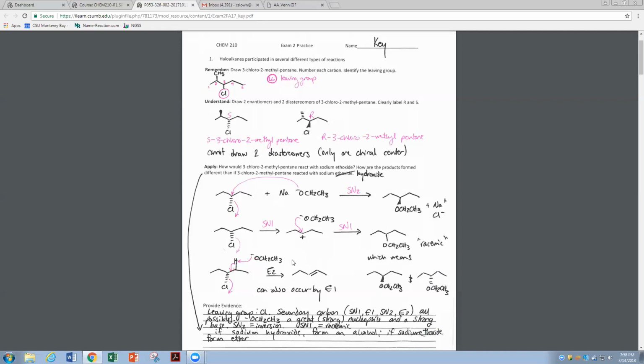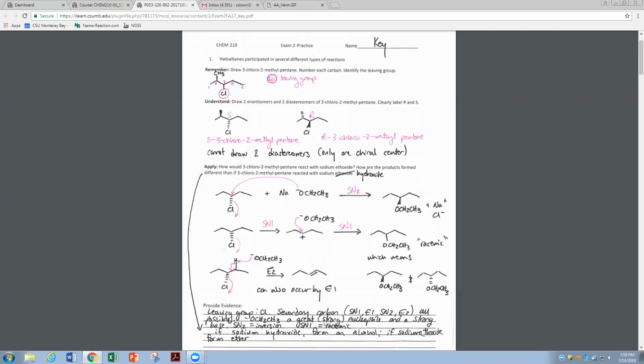If my ethoxide functions as a base, then it's going to abstract a proton, and remember, I form the most substituted double bond, and this can occur via either E2 or E1. If I think about the evidence that I'm providing, the leaving group is my chlorine. I have a secondary carbon, so that means it can be SN1, E1, SN2, E2. All of those are possible options.